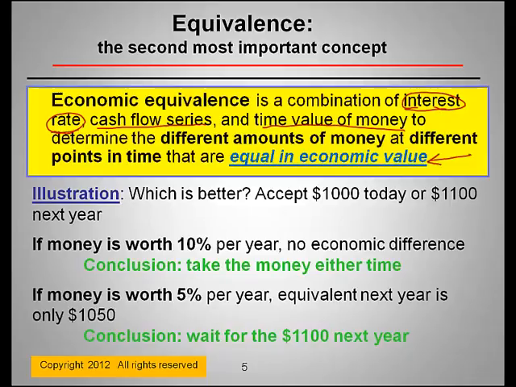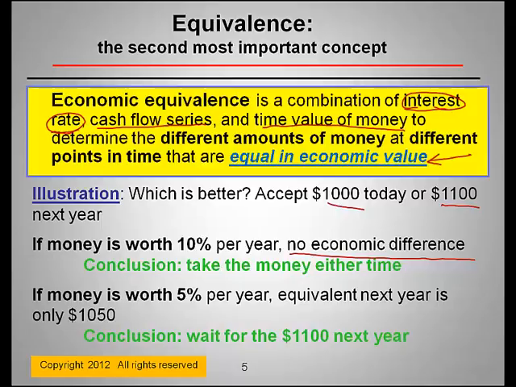Suppose that your grandparents just offered you a gift of $1,000 today, or $1,100 exactly 1 year from now. Why? Because you made all A's and B's these past 2 semesters. Which offer should you take? Well, if money earns 10% per year, it makes absolutely no economic difference. Why? Because from an economic viewpoint, both amounts are equivalent at 10% per year.